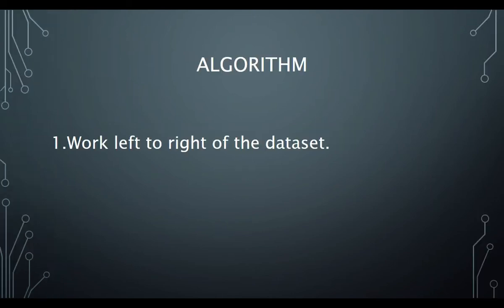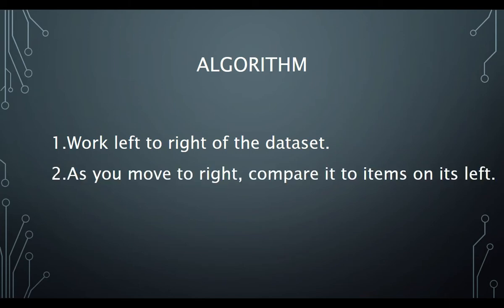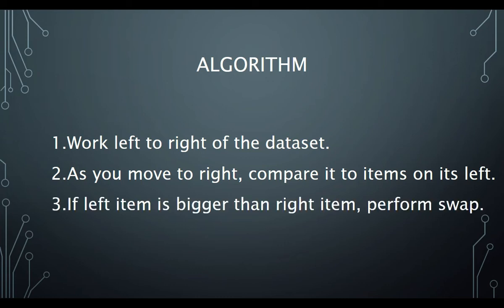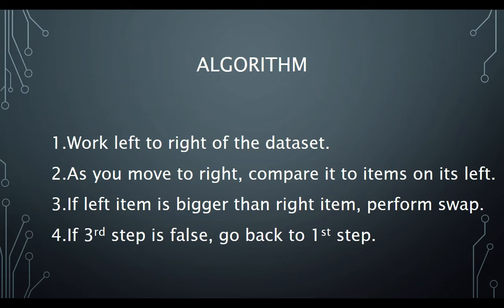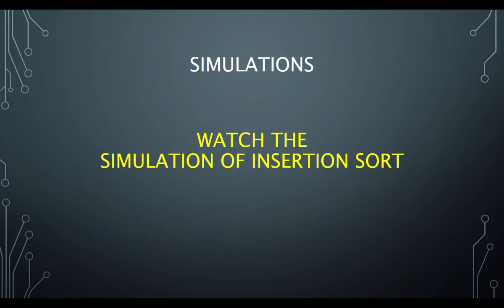The first step is to work from left going to the right of our dataset. Then as you move to the right, you have to compare the items on its left. If the left item is bigger than the right item, perform swap. But if it is false, then you have to go back to the first step and then continue to the next steps. Now let's watch the simulation of insertion sort.